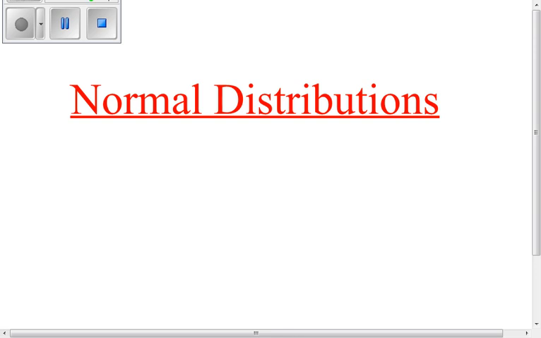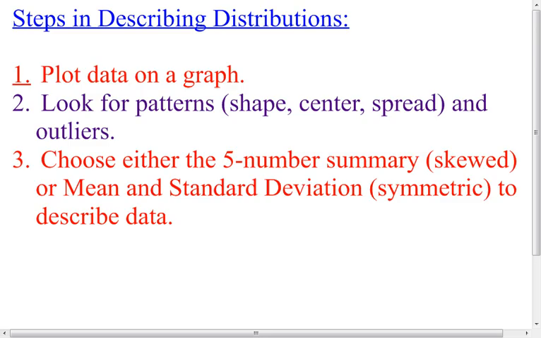All right. This lesson is about normal distributions and looking at what they look like and starting to look at percentile scores with them and other things that you will need. So here we go, normal distributions.